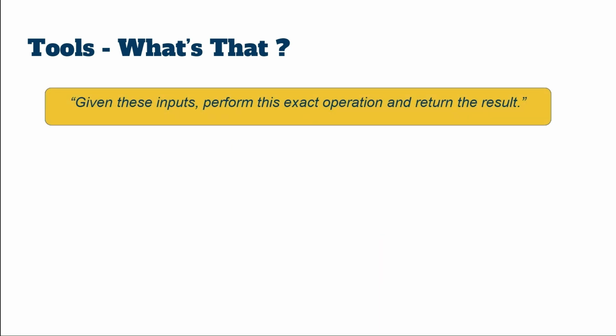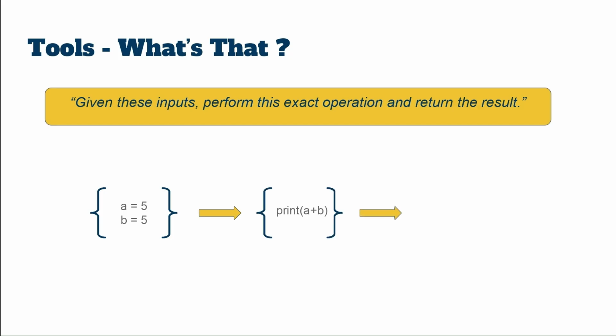A tool is something that abides by this statement. It has a certain set of inputs. It is supposed to perform a certain specific operation on those inputs and just return the result. For example, here we have two variables with a value of 5 each, and the tool aka function is expected to return us a sum of these two values.